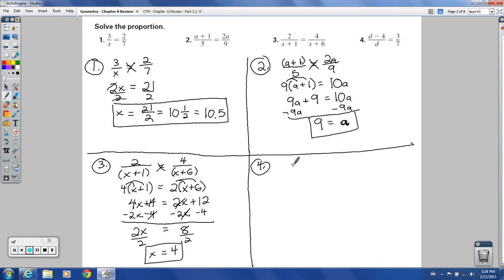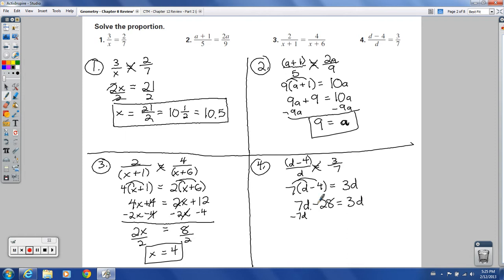And number 4, we've got d minus 4 over d equals 3 over 7. Cross multiply once again. Parentheses here, 7 times (d minus 4) is on one side, 3d is on the other side. Got 3d, very nice. Okay, and 7d minus 28 equals 3d.